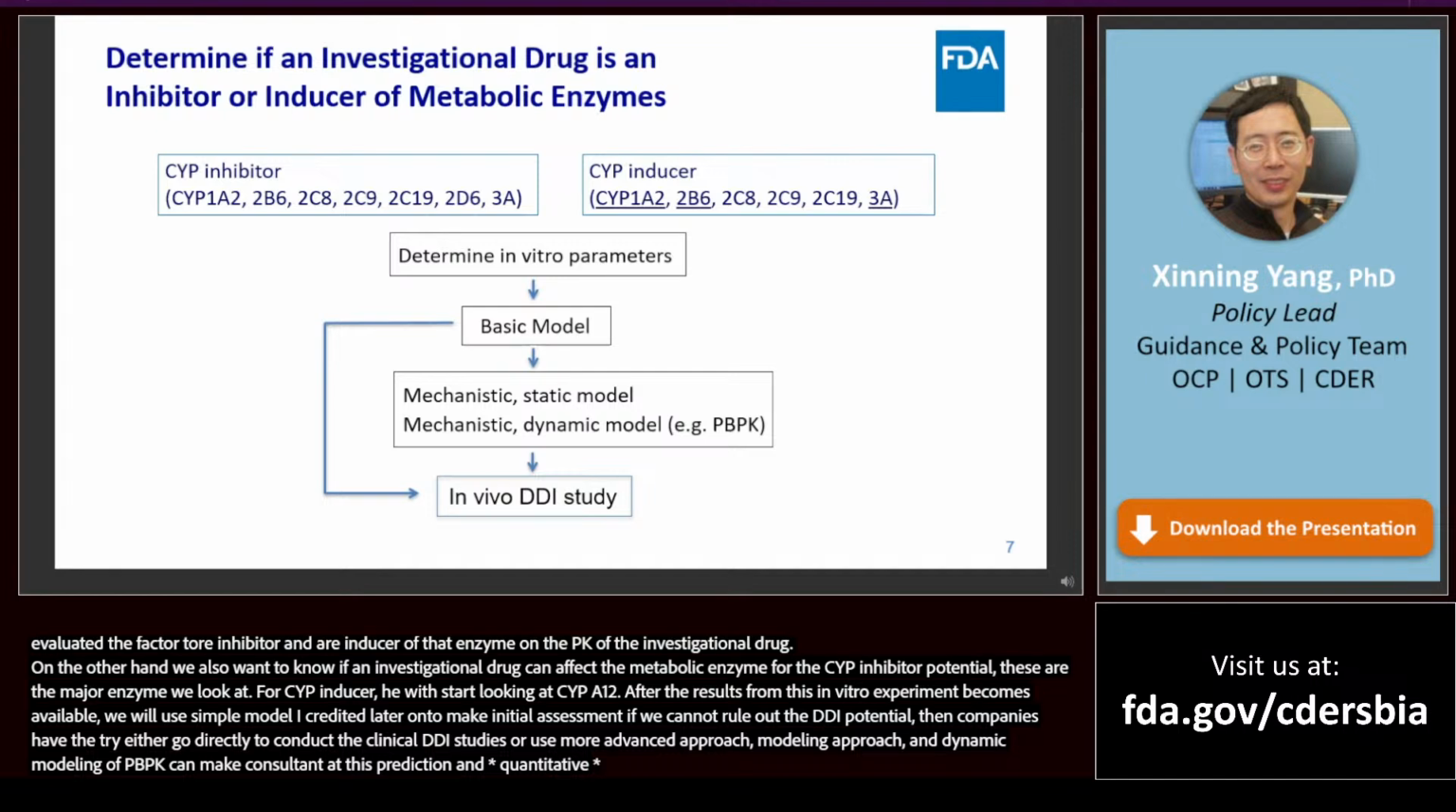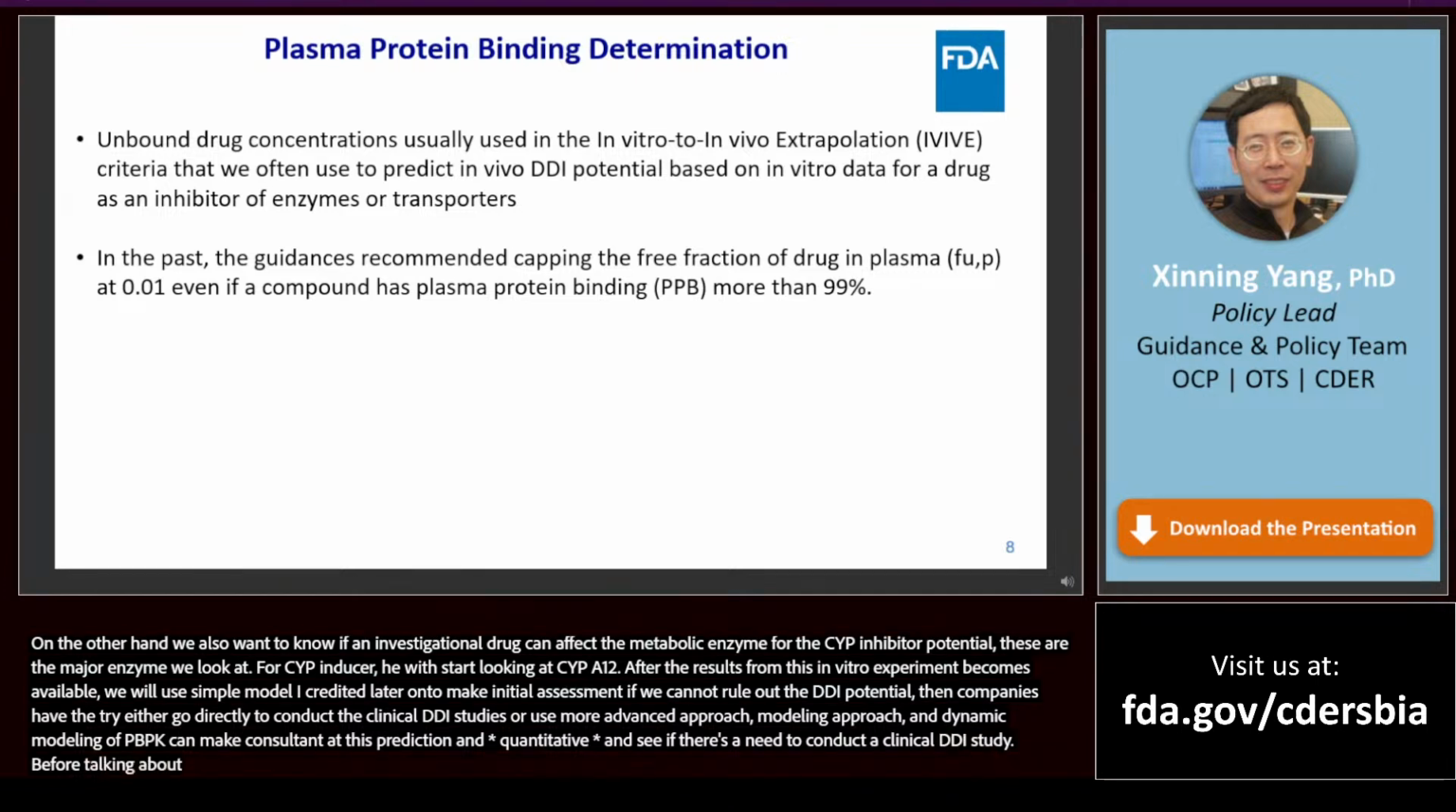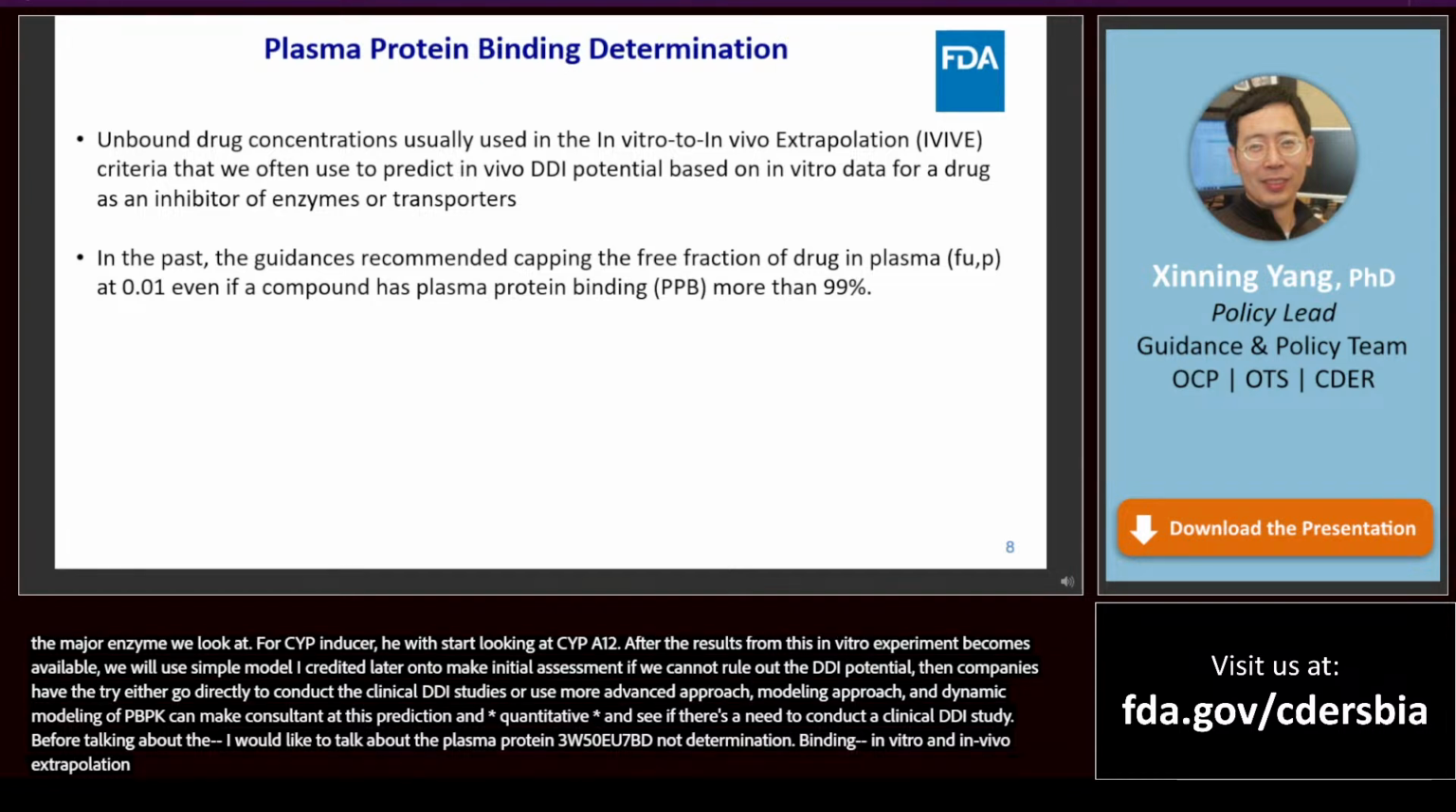a clinical DDI study. Before talking about the simple method, I would like to briefly talk about plasma protein binding determination. Unbound drug concentrations are usually used in the in vitro to in vivo extrapolation criteria. In the past, the guidance recommended capping the free fraction of drug in plasma, FUP, at 0.01, even if a compound has plasma protein binding, PPB, of more than 99%.